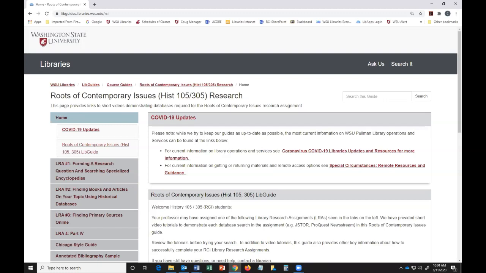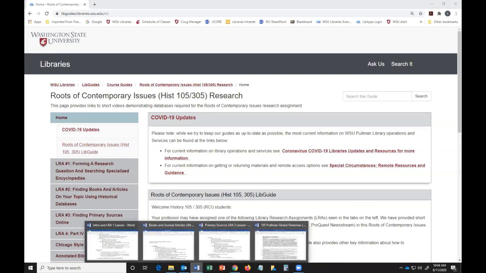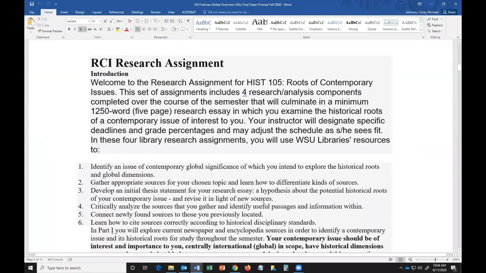Okay, so now let me transition into actually talking about LRA number 1. And I'm going to show you what the template LRAs look like. You can see that this is a Word document.